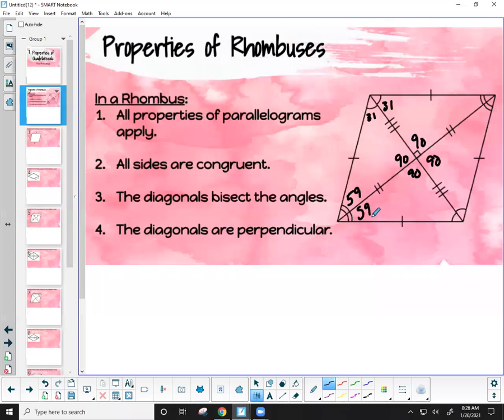Okay, and remember how we talked about with parallelograms, opposite angles were congruent? Well, they're still congruent and it's still bisected. So if this is 59 and 59, the opposite has to be 59 and 59. If these two are 31, then these two down here have to be 31. Okay, so that's what we're going to be working on today. We're going to be looking at the properties of our rhombuses. And I have quite a few examples, some with algebra, some without. All right, so let's get started.